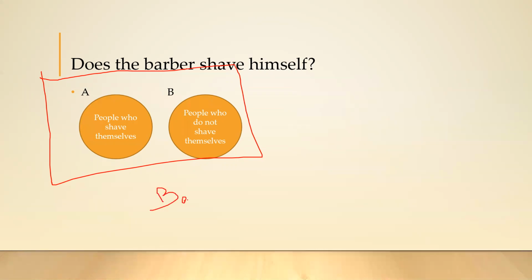And now I have a barber. Now the question is, where does the barber belong to? Does the barber belong to set A, or does the barber belong to set B? If the barber belongs to set A, it means he shaves himself. Okay. If the barber belongs to set B, it means he does not shave himself, somebody else shaves for him.